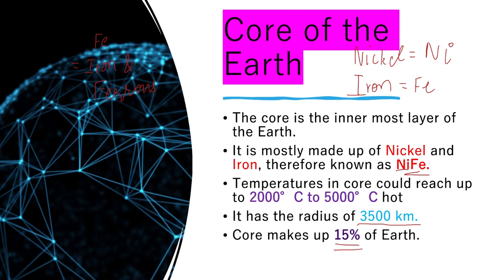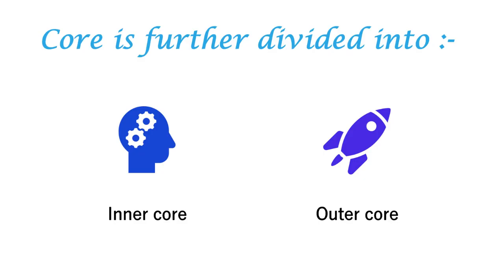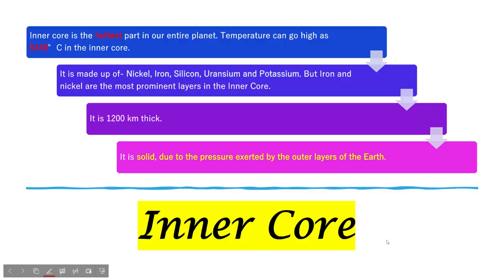So let's summarize. The core of the earth is the innermost layer of the earth. It is mostly made up of nickel and iron, therefore it's known as Nifi. The temperatures may reach up to 2,000 degrees Celsius to 5,000 degrees Celsius. Its radius is 3,500 kilometers, and the core makes up 15% of Earth. Now, the core is further divided into inner core and outer core. Let's first know about the inner core.